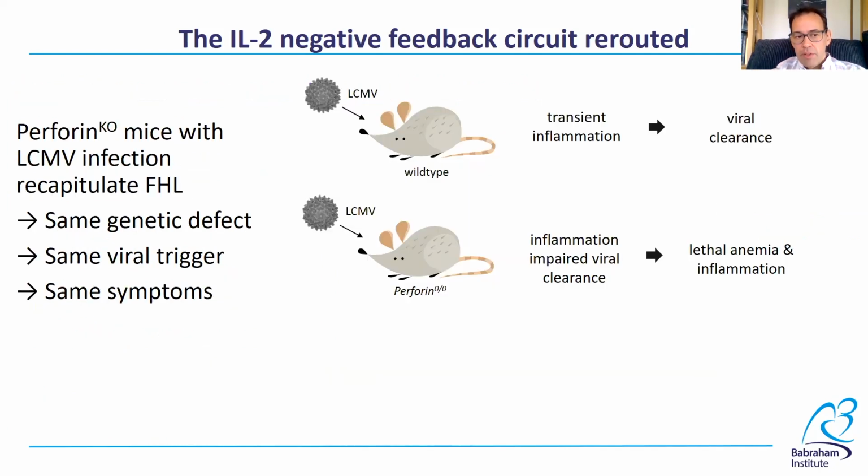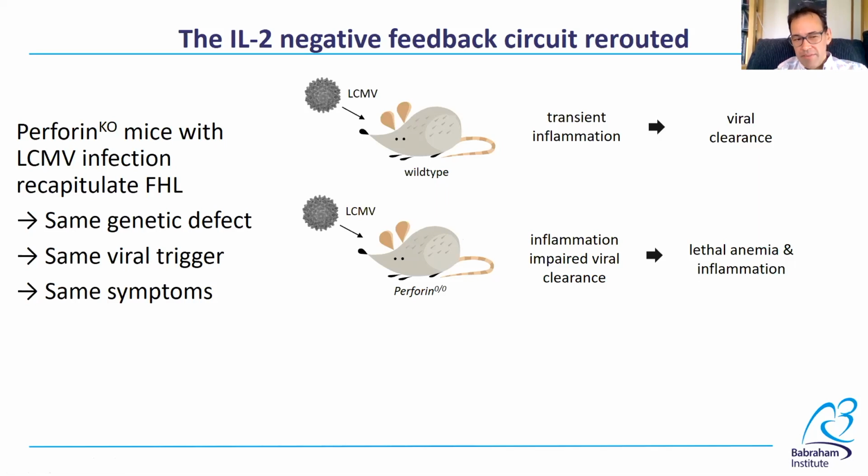Now, fortunately, there's a very good mouse model of FHL, and this is a knockout of the perforin gene in mice. These mice are completely healthy until you challenge them with an infection with LCMV, which is just quite an inflammatory virus. Now, if you have a wild type mouse and you give them LCMV, you get transient inflammation and you get viral clearance. However, in a perforin knockout mouse, you challenge them with LCMV, they get inflammation, but they also have impaired viral clearance because they can't get rid of all of that virus, and they end up having lethal anemia and inflammation.